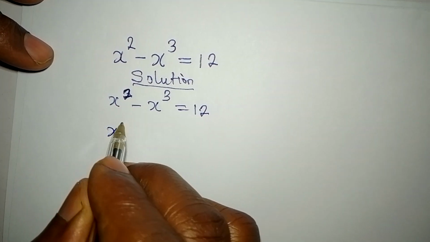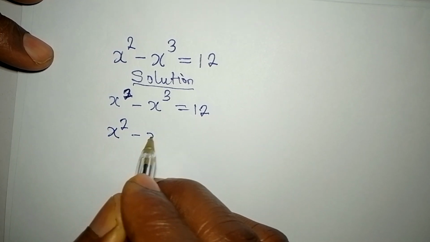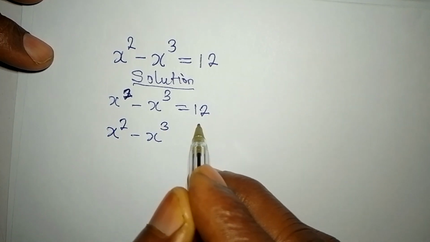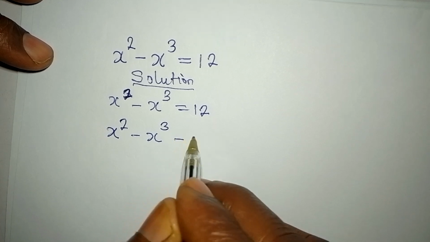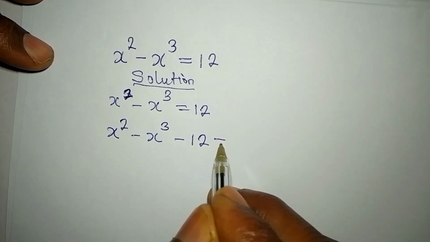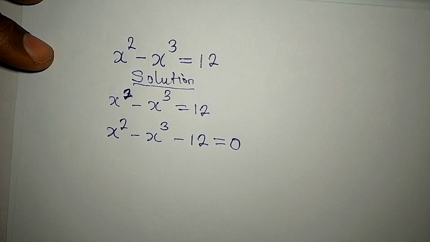So we have x to the power of 2 minus x to the power of 3. This is moved to the left, so we have negative 12 and everything is equal to 0. Now from here, what should I do?